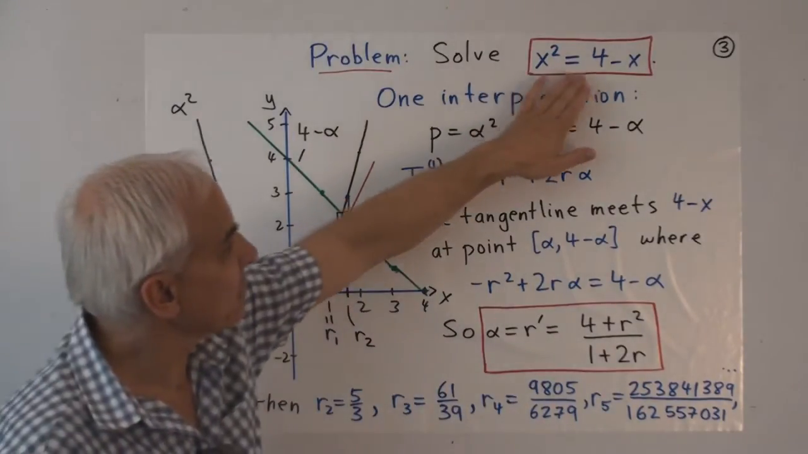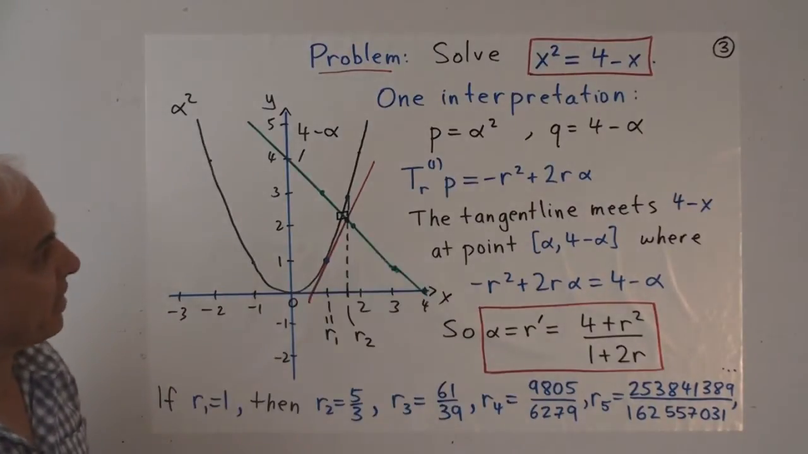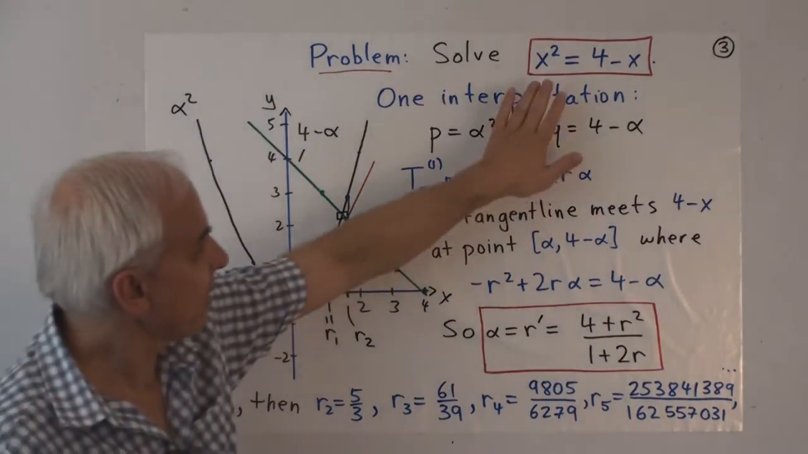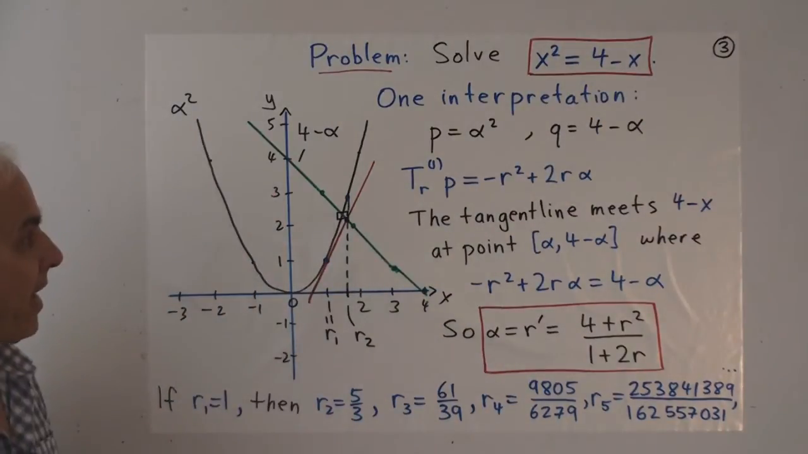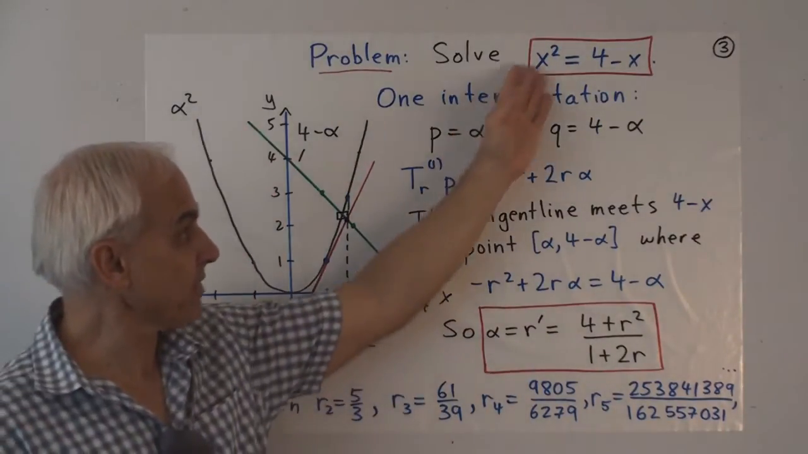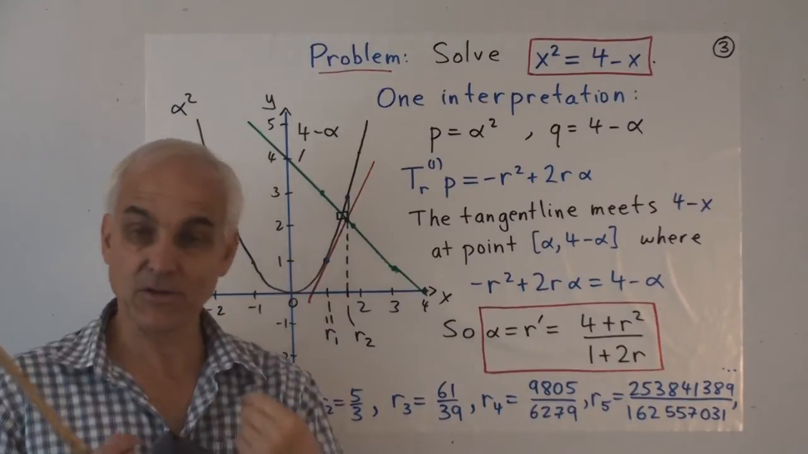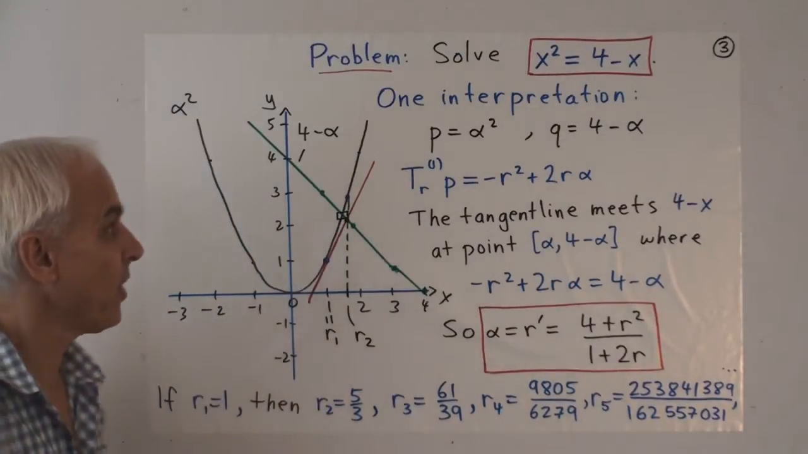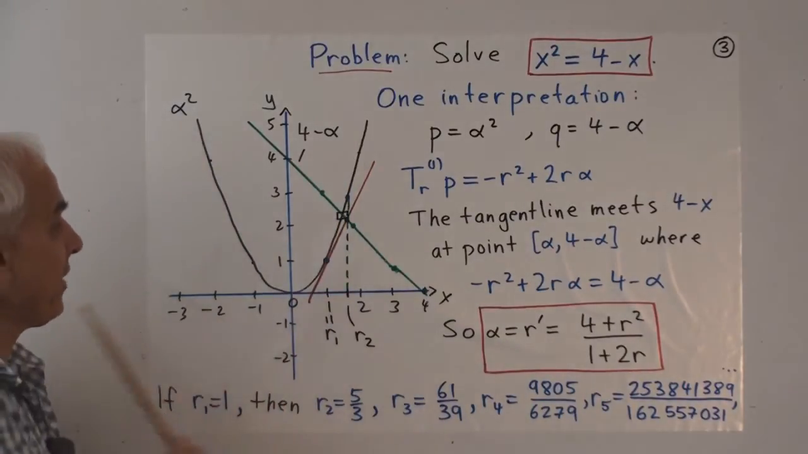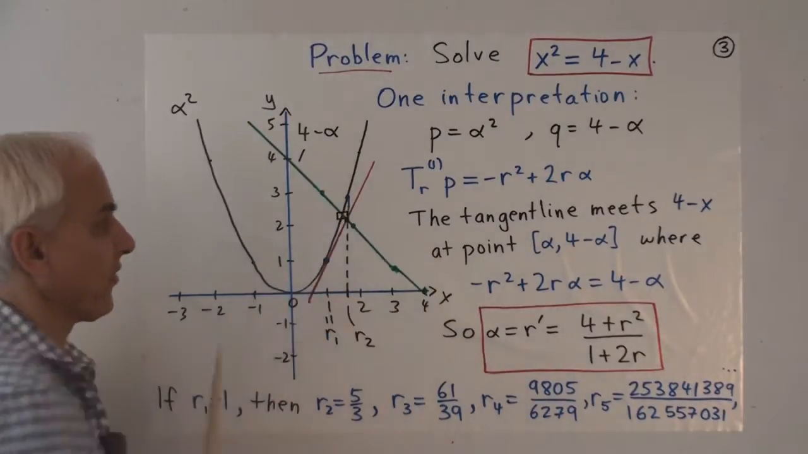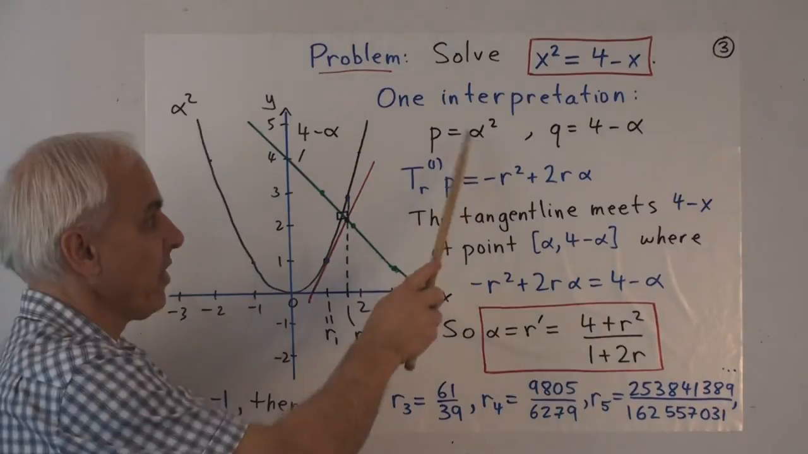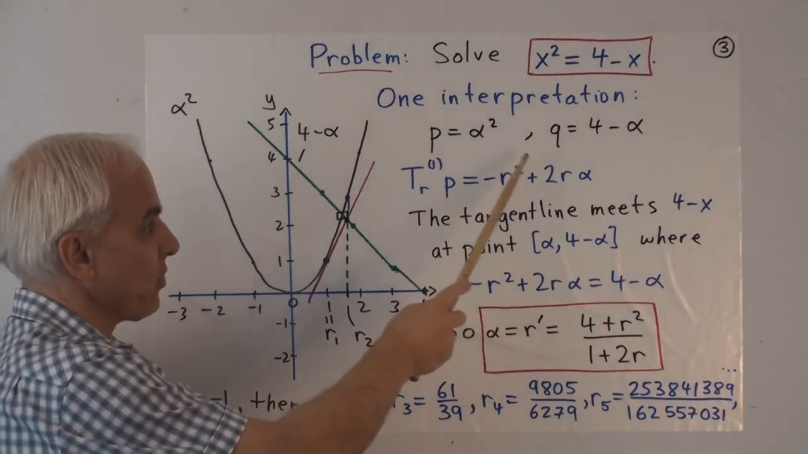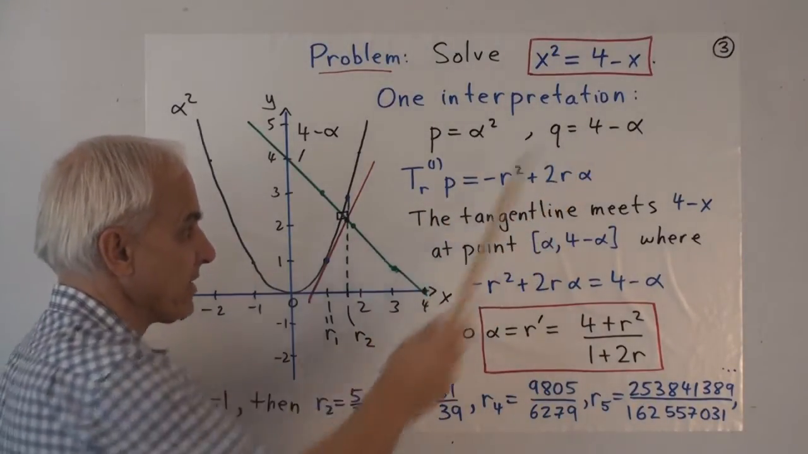This suggests that there's some geometry here that's represented by one curve here and one curve here. And in fact, it's possible to interpret this equation as trying to find the intersection of two curves. One of them x squared and the other one the line 4 minus x. In terms of polynomials or polynumbers, we're talking about p equals alpha squared, say, and q equals 4 minus alpha.